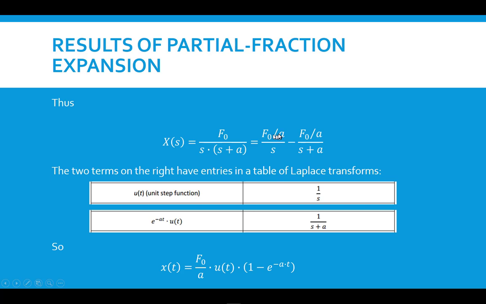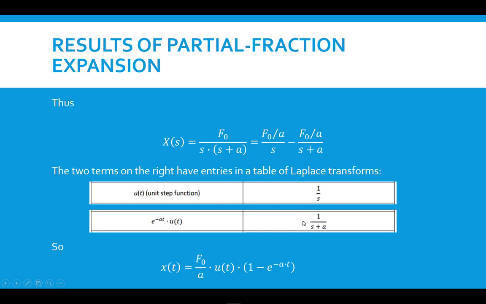Actually, we have a constant up here in the numerator, which we could pull out because, once again, the Laplace transform is linear. And so we have this constant times 1 over s. And in the Laplace transform table, there's an entry for 1 over s. It's just the unit step function. And then over here, we have a constant, and we'll include this negative f sub 0 divided by a. That's a constant. And then we have 1 over s plus a. And there's an entry for 1 over s plus a in the Laplace transform table. It's just e to the minus at times the unit step function.